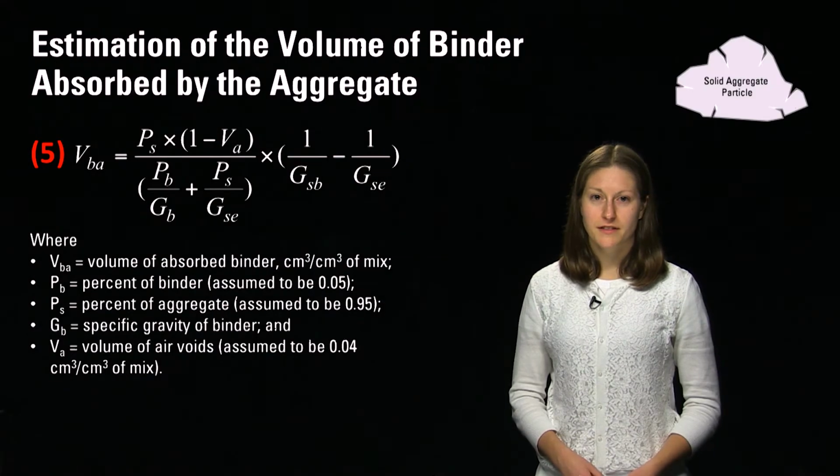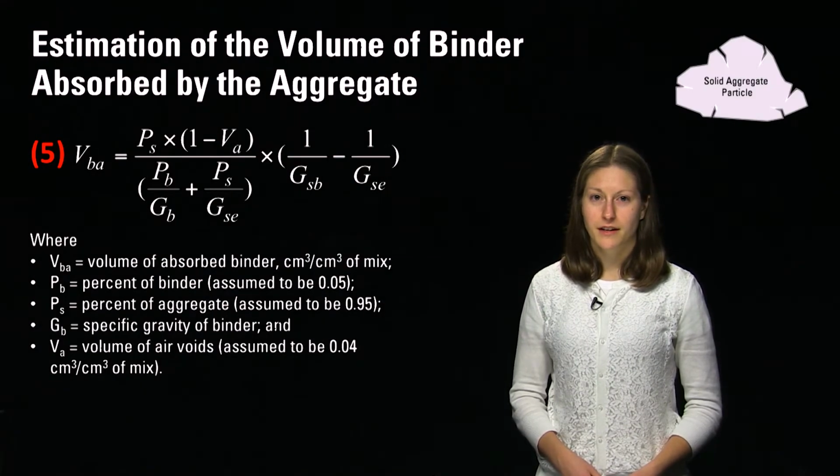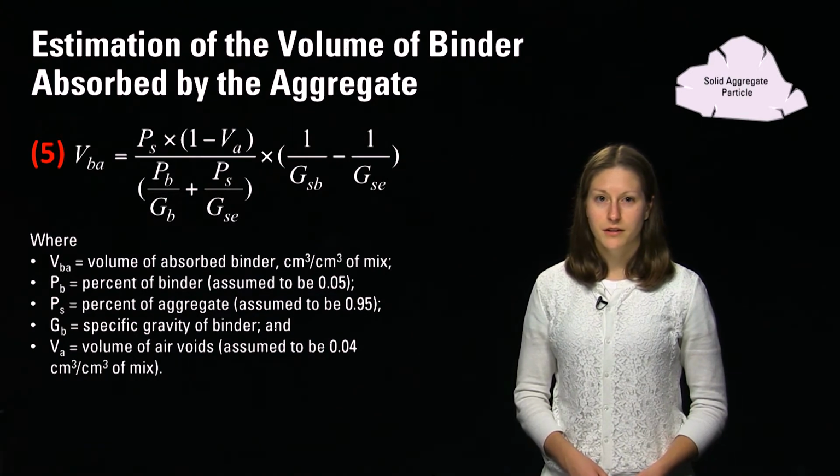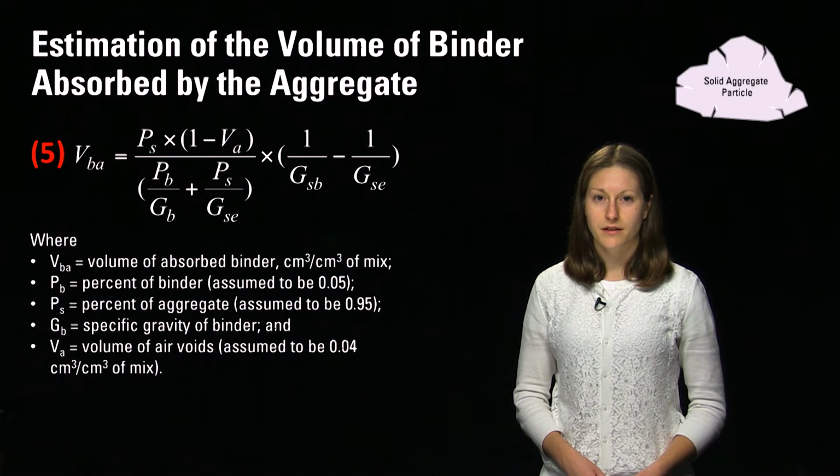The first step in selecting our trial asphalt content is to estimate the volume of asphalt binder that will be absorbed by our aggregate particles. Recall that aggregate particles contain pores which can absorb asphalt. The absorbed asphalt will be unavailable to bond aggregates together and is therefore an important design consideration.